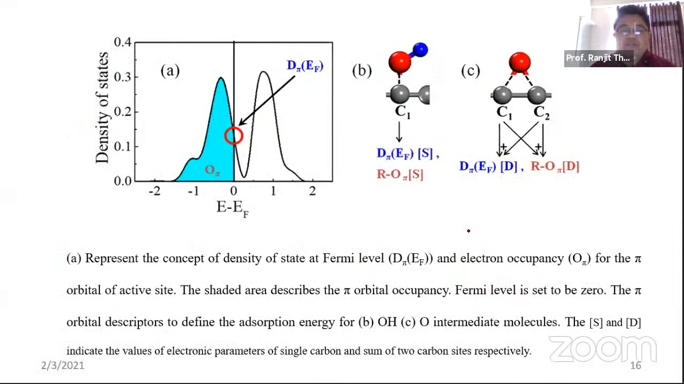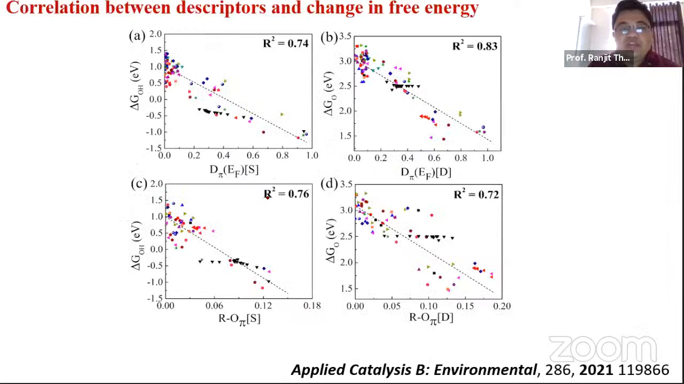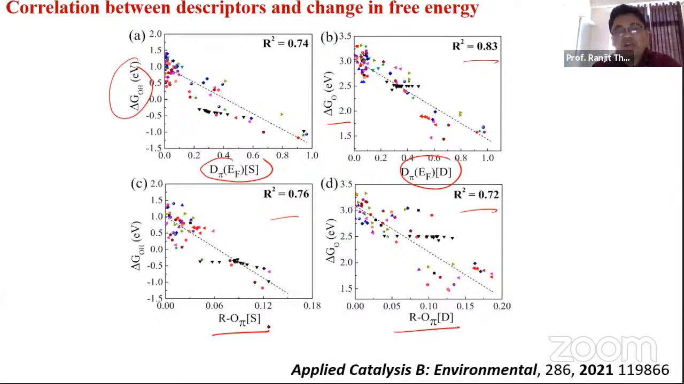As I do not have that much time, I will not explain everything. So d pi is what we are defining here, and O pi is the occupancy of the pi electron. Then we have to calculate, for each atom, this occupancy and the pi electron at Fermi level. Once we do it and match this with your delta G OH, you can see that the R-square values are matching, and slowly we are going towards our proper predictive model equations.